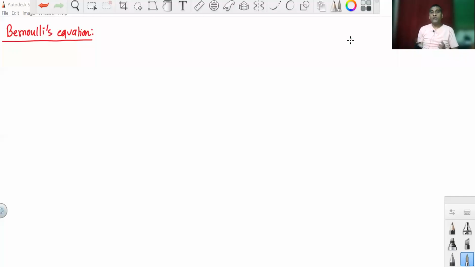Hello everyone. Today we are going to discuss Bernoulli's equation in fluid mechanics. For steady flow, the speed, pressure and height or elevation of an incompressible non-viscous fluid are related by an equation discovered by Daniel Bernoulli. We are going to derive a mathematical expression for Bernoulli's equation.